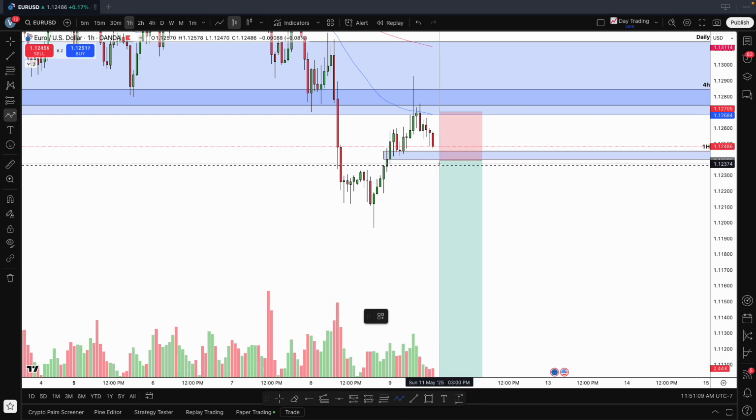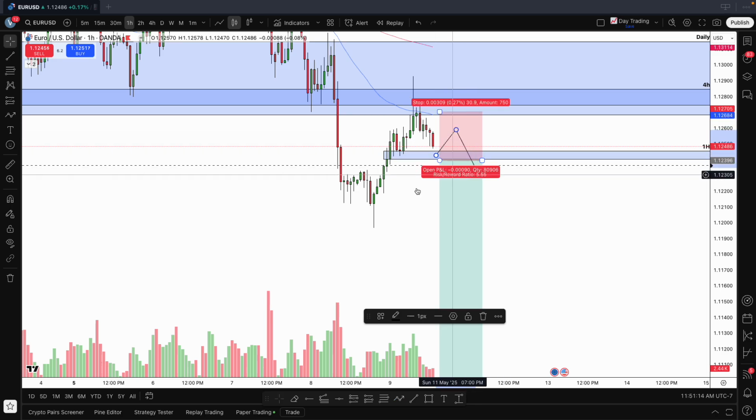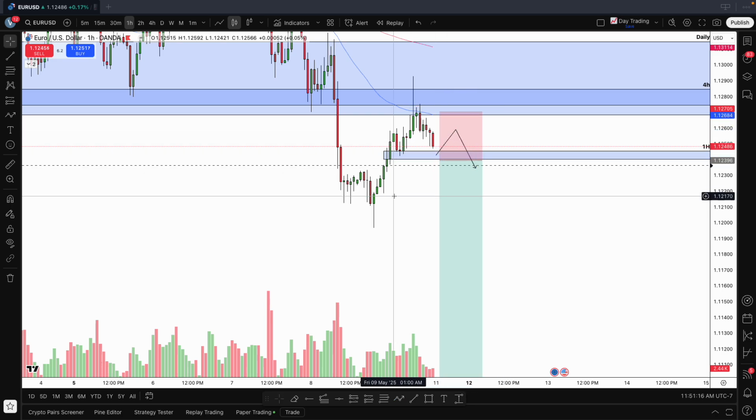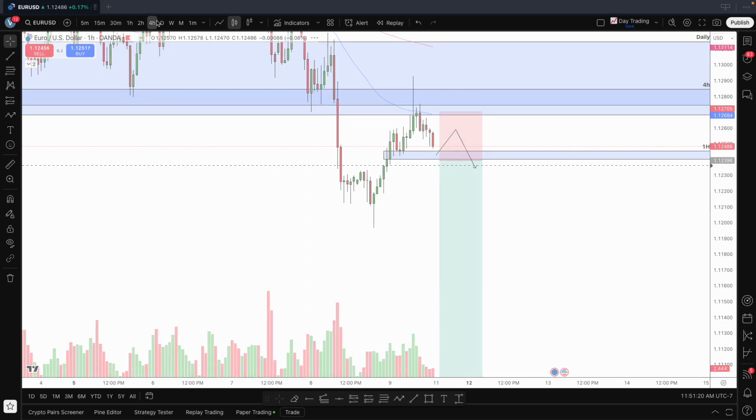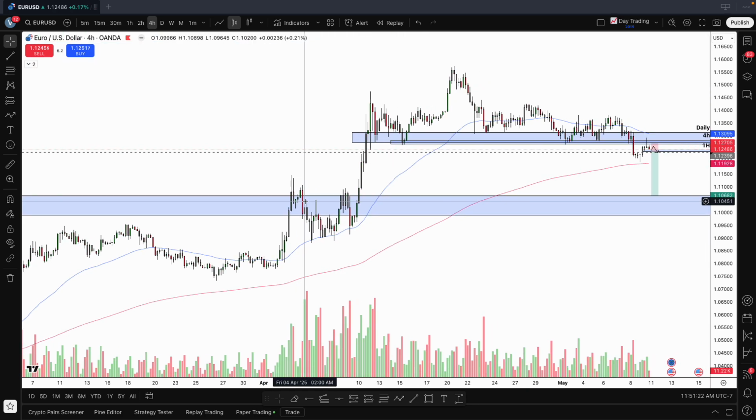Possibly what price could do is just reject this again, make a high, and then possibly break under. That would be the best idea, because that will also give us a 1 hour head and shoulders, adding up to our confluences. Pretty clean structure.